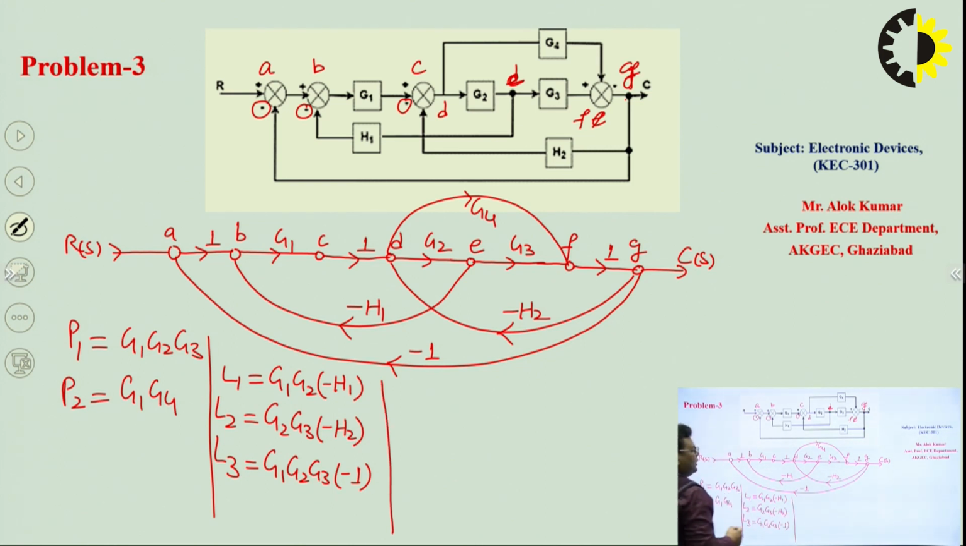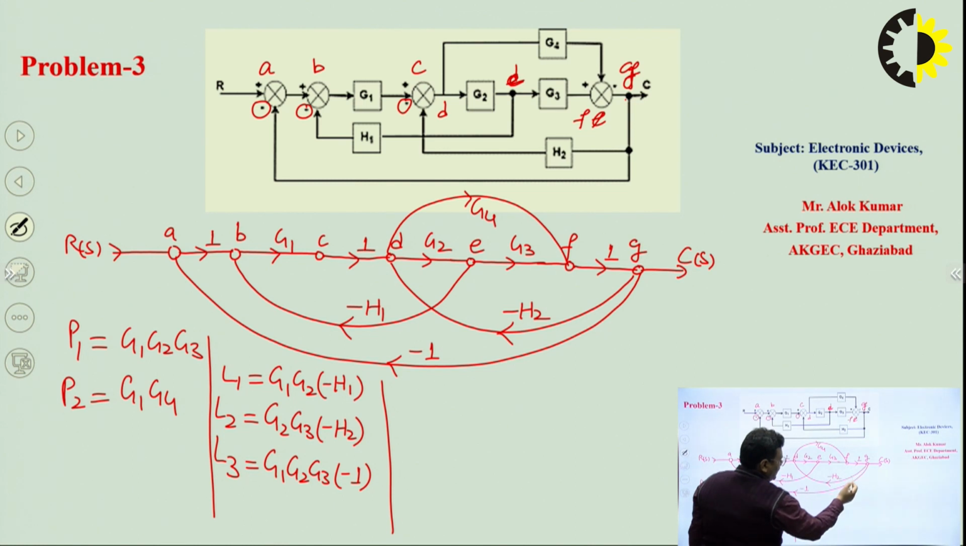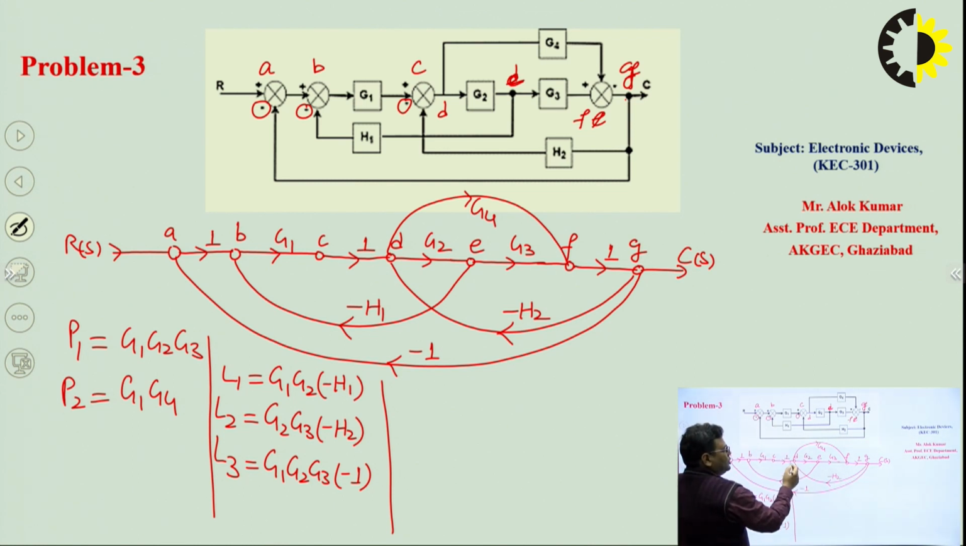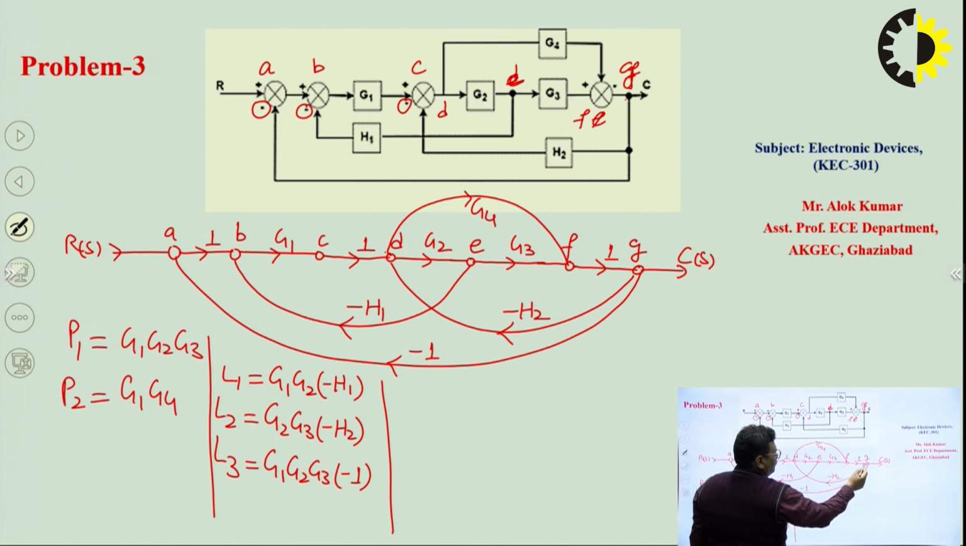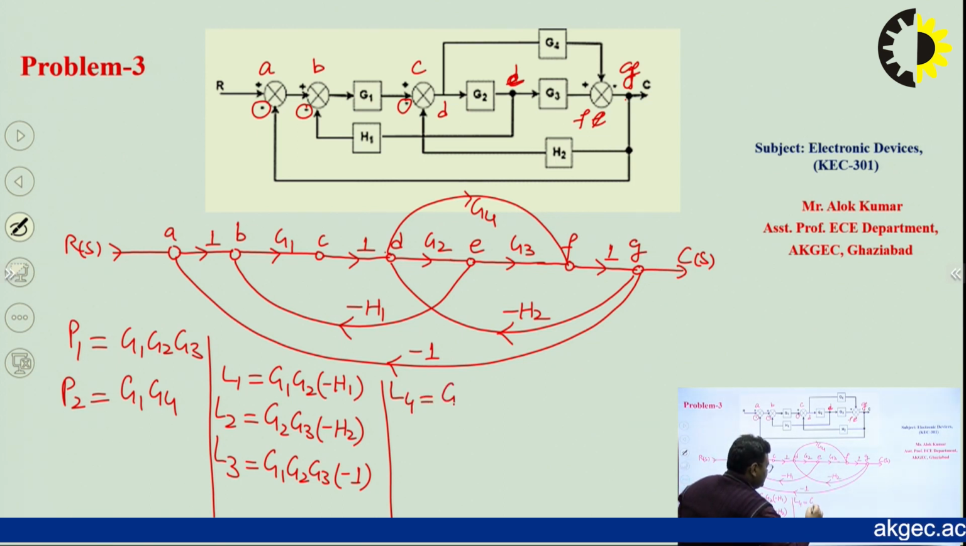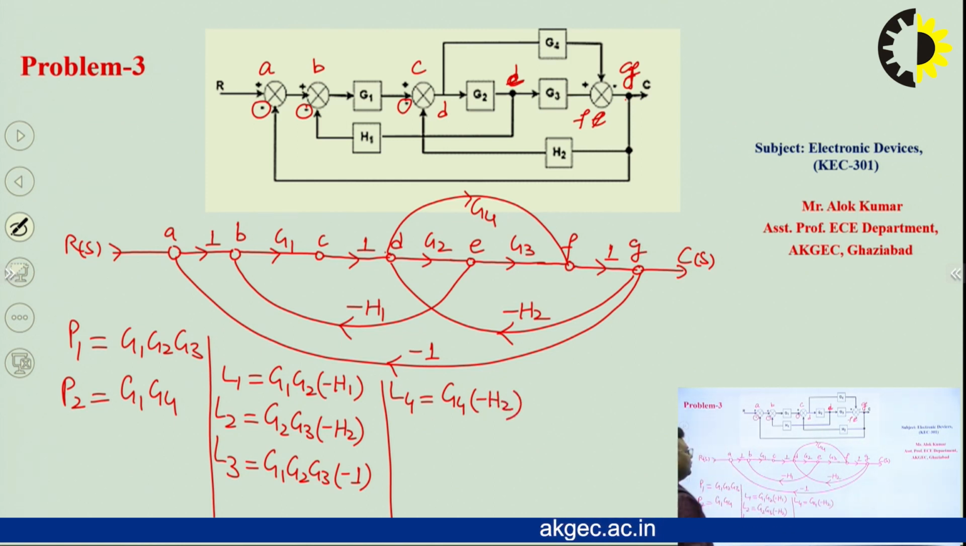Any other loop we can find out? Yes, if we go from node D to node F to node G and then come back to node D, the gain for this loop will be G4 into 1 into minus H2. So this will be loop number 4, and the gain will be G4 into minus H2.